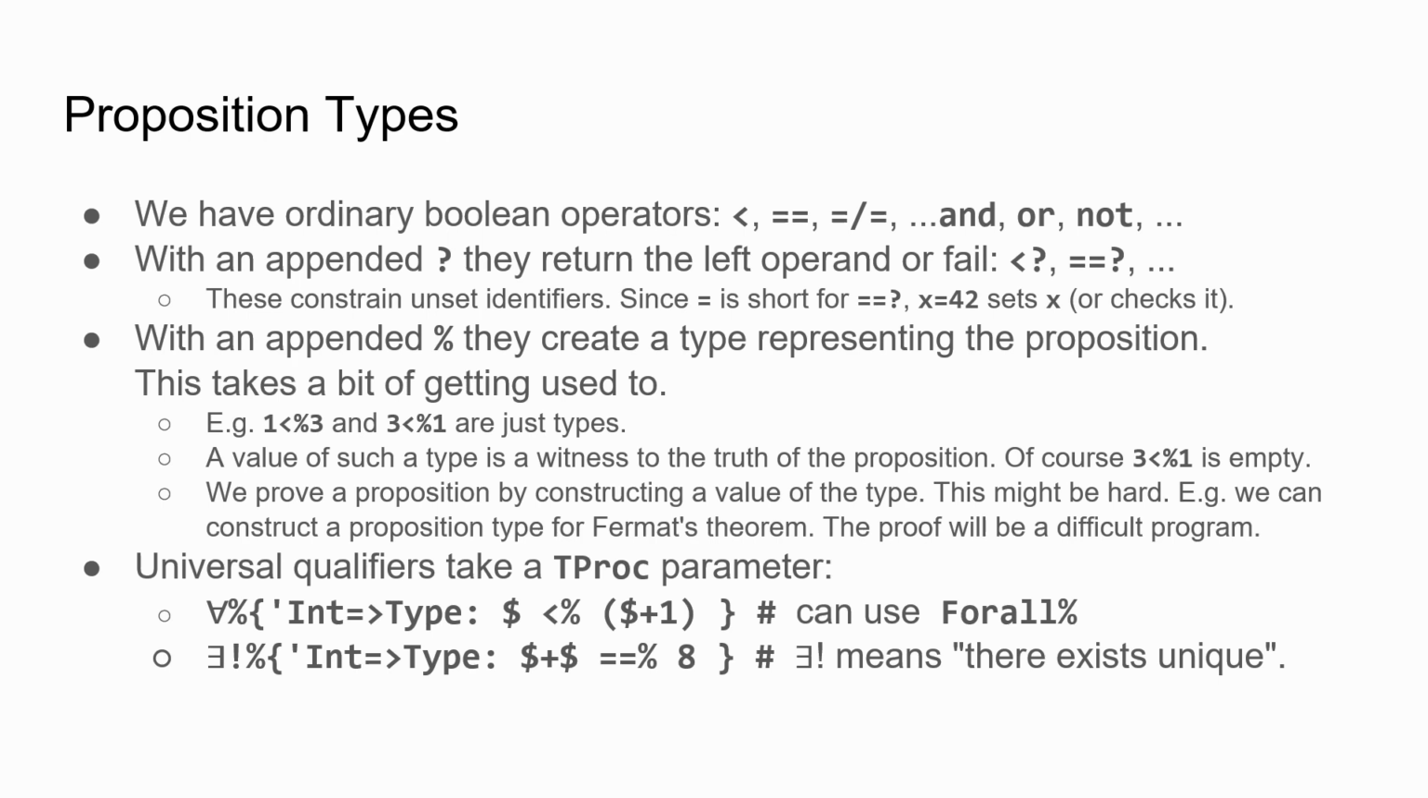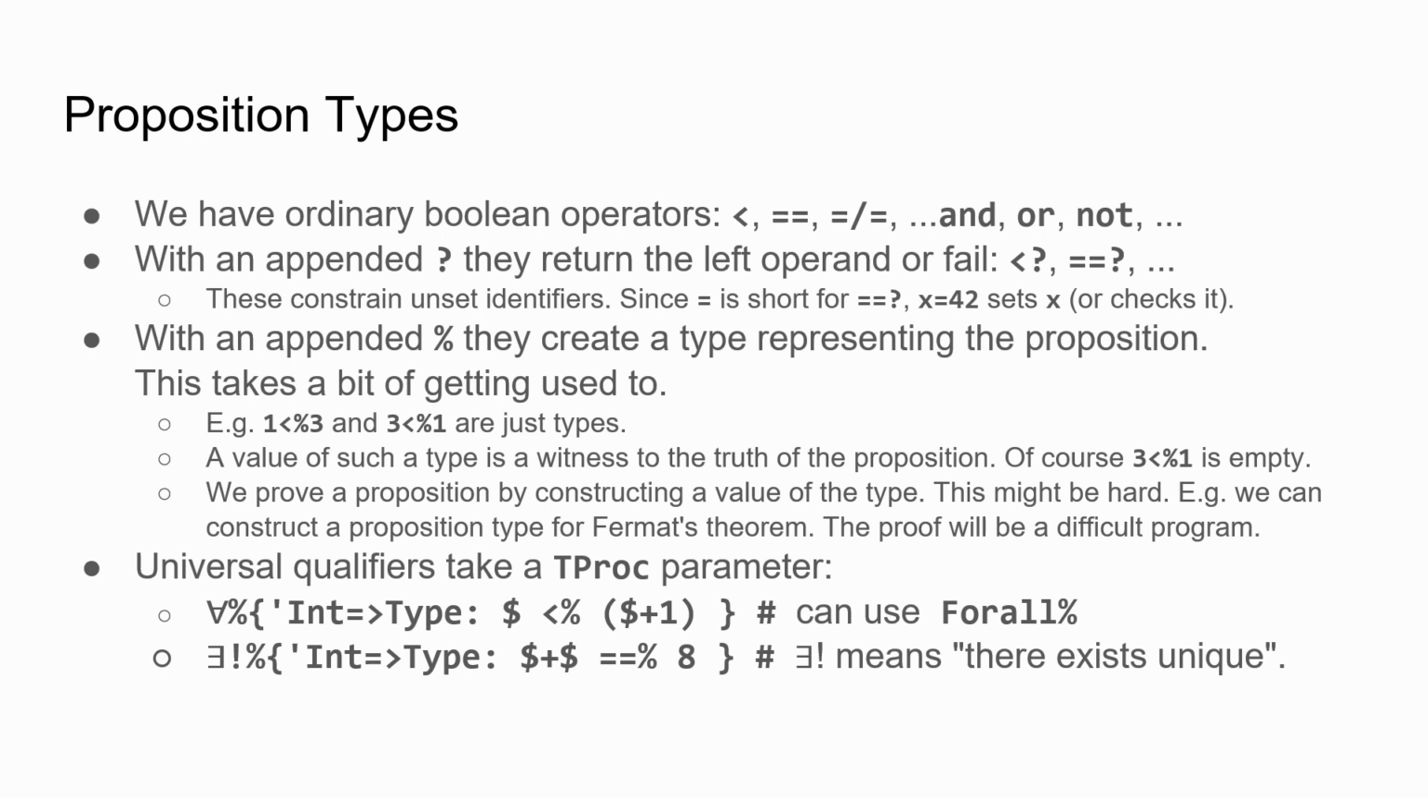We prove a proposition by constructing a value of the type, and this could be hard. So we can construct a proposition that represents Fermat's theorem, but the proof might go for hundreds of pages. Universal qualifiers take a t-proc parameter. So, for example, here's one that's true for all.